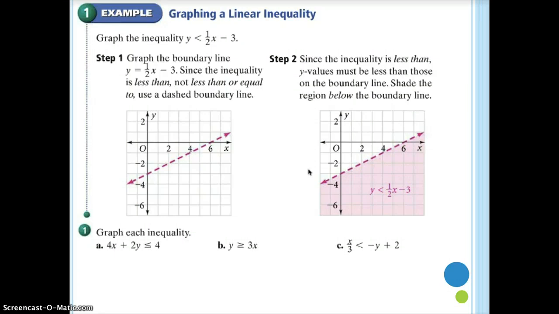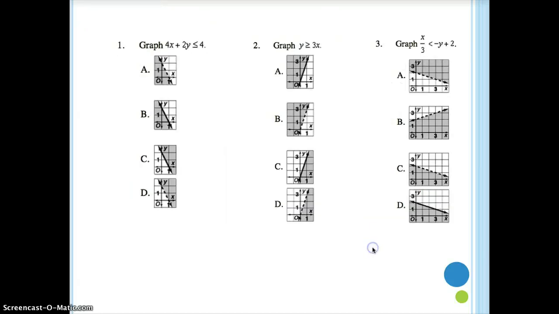All right, I want you to try these 3 on your own. Remember to watch out for this negative here. When you multiply or divide by a negative, you'll want to flip the sign. All right, here come answers. Number 1, the answer was B. 2, the answer was A. And 3, the answer was C. If you have any questions, feel free to ask one of your fellow students for help, or you can write it down in your notes, and we'll discuss it next class.